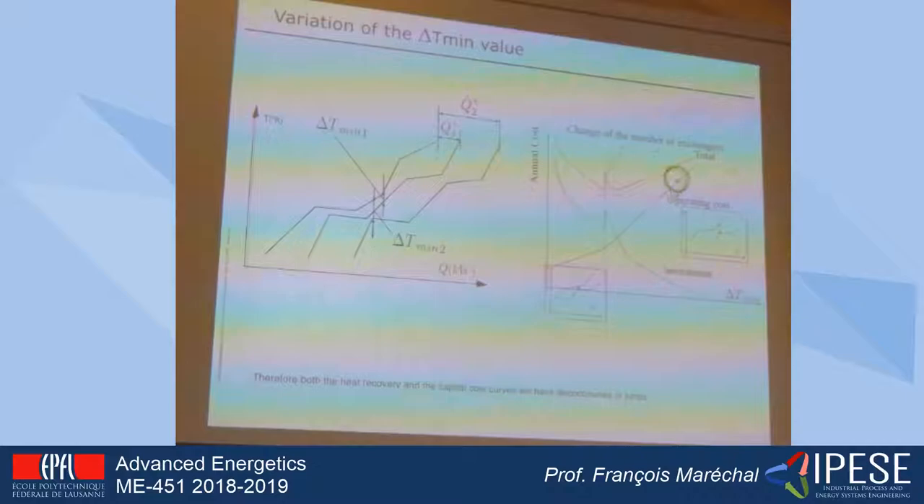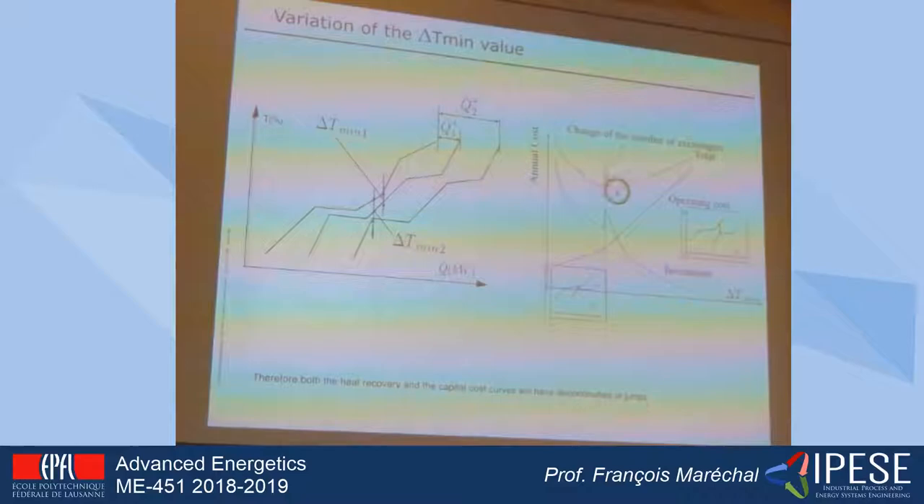And as the pinch point is changing, it's possible that the number of streams is also going to change, which means that the cost of the mean heat exchanger is going to change, and the number of heat exchangers is going to change. This means that at the level of the investment, I can have a strange curve like this one, for example, with a decrease here, then a jump because the pinch is changing, and then a new decrease. And the goal will be to identify the best delta T minimum value.